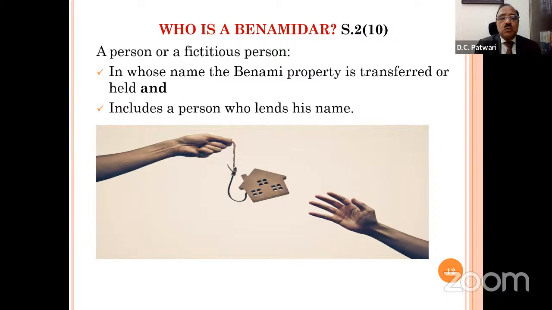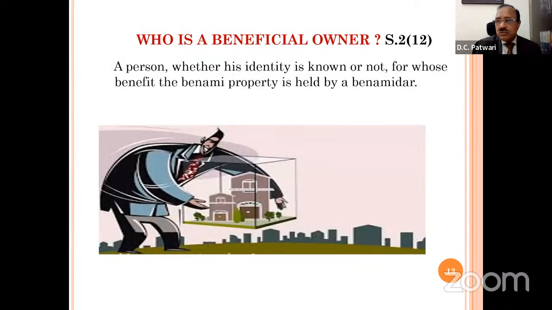Then who is basically a Benamidar? Benamidar is a person or a fictitious person in whose name Benami property is transferred or held, and includes a person who lends his name. So anybody in whose name the property is transferred is a Benamidar, and one who lends his name is also a Benamidar. Who is a beneficial owner? The person who is paying the consideration. Basically, a person, whether his identity is known or not, for whose benefit the Benami property is held by the Benamidar, is a beneficial owner. And here, this person pays the consideration also.